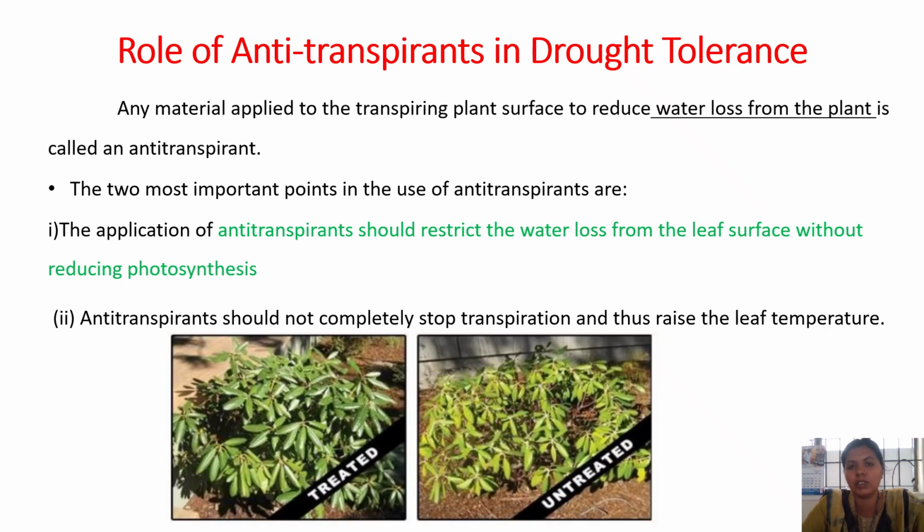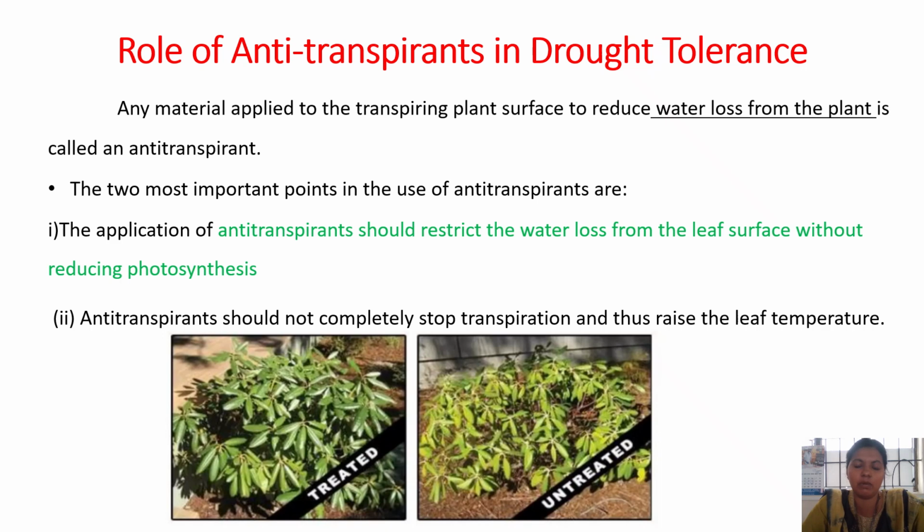Whenever you select an anti-transpirant for your crop, you should consider two important factors. One is the application of the anti-transpirant. It should not completely close the stomata, because if it completely closes the stomata, photosynthesis will be affected, phytotoxins will get accumulated in the plants, and it affects your crop growth and yield. And next, it should not completely stop the transpiration, so that leaf temperature will be raised, and it will lead to another kind of ill effects.